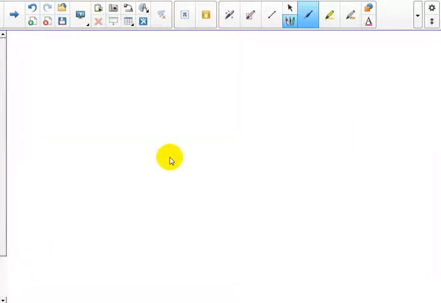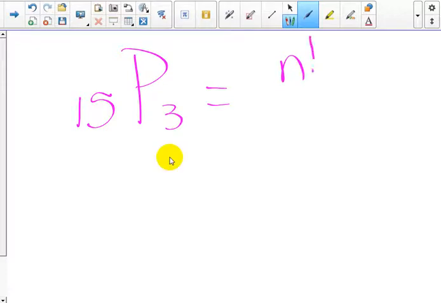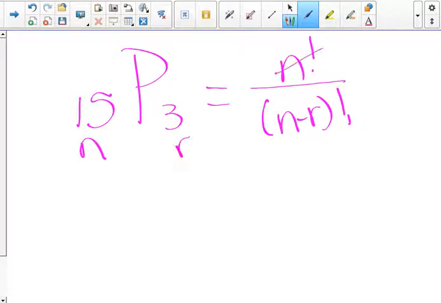Here we go. So if I have 15 permutation, and we're going for first, second, and third place. So that's 3 ways to order that, right? So the order matters. So permutation, 15 total, we learned that that is N factorial over N minus R factorial. That's my N, that's my R, right? So this becomes 15 factorial over 15 minus 3, which is 12 factorial.